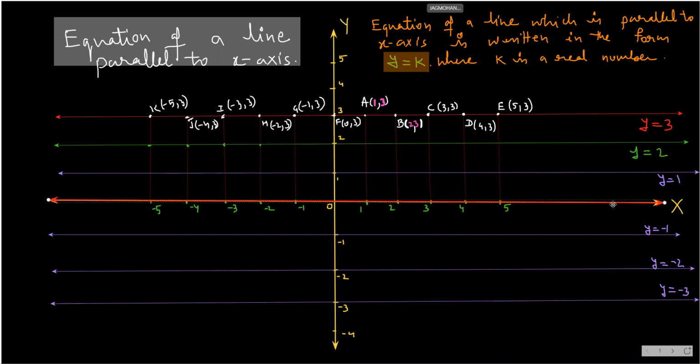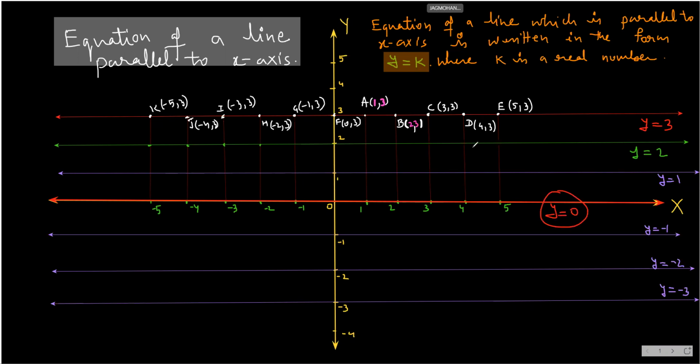Because remember, this k is actually depicting, what is k depicting? It is depicting the distance of the line from x-axis. So see, this line is at a distance of 1 unit above, k is positive. This line is 1 unit below. This line is at a distance of 2 units below. Now, when the line is on x-axis, its distance from x-axis is 0. So remember students, this k will be 0. So what is the equation of a line which is on x-axis? It is y equals 0.